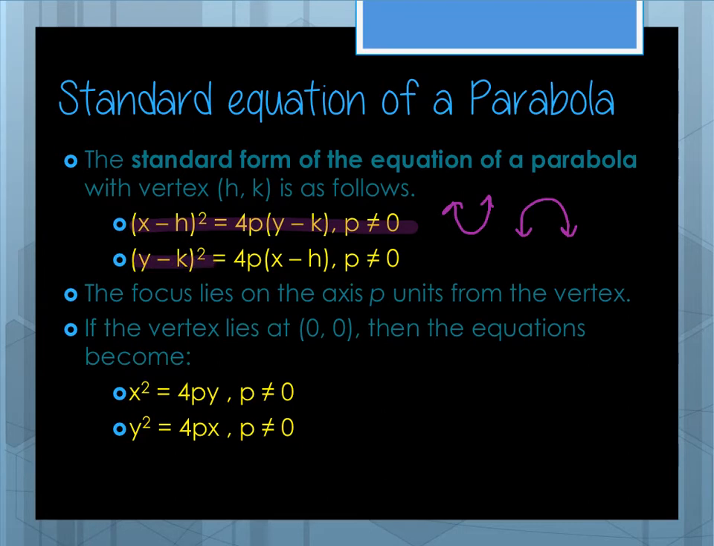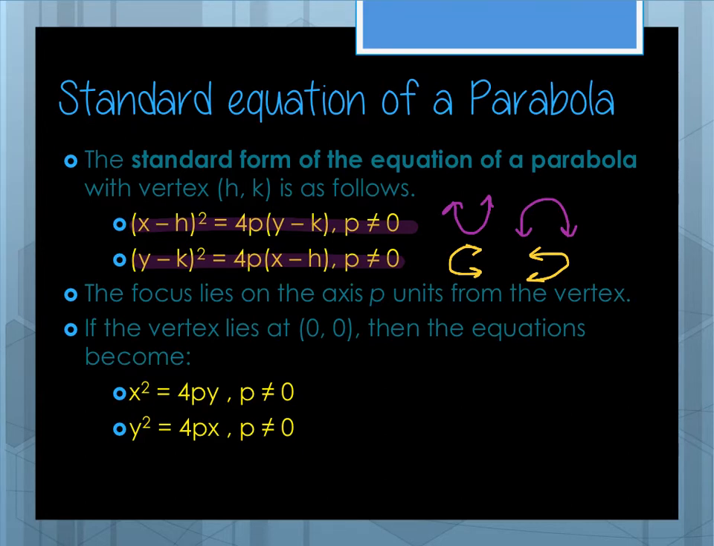The second one is y minus k. Again, y goes with k, x goes with h. So (y minus k) squared equals 4p times (x minus h). And this is a parabola that either points right or left. The focus lies on the axis p units from the vertex. So the focus is always along the axis, which means it's going to be either vertical or horizontal from your vertex. And it is p units from the vertex.